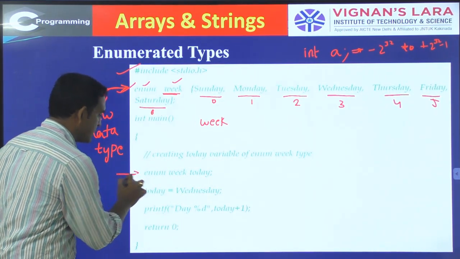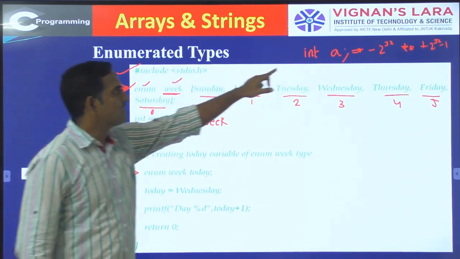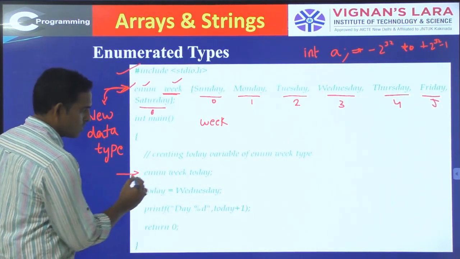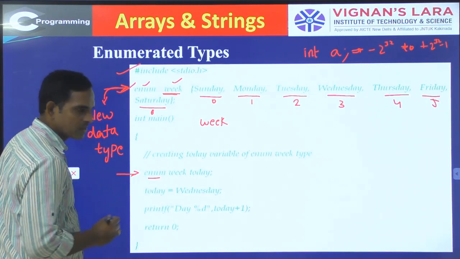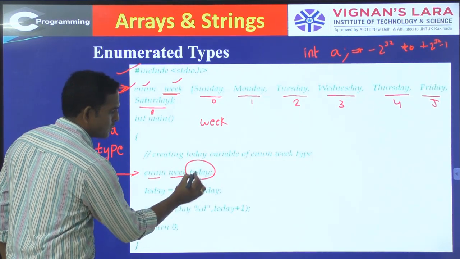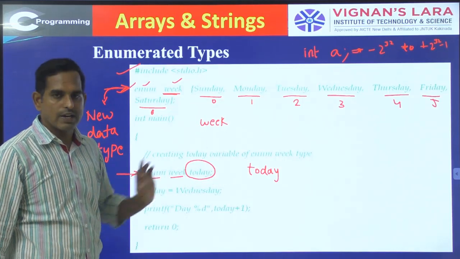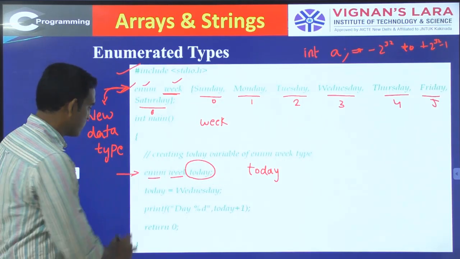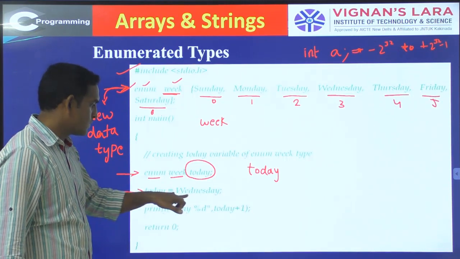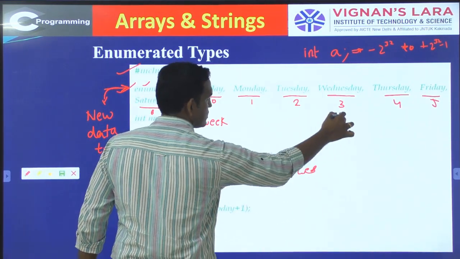Now after the declaration, inside the main, I can create a variable for your enumeration. Just like a, here you can create an enumeration variable. So how to create an enumeration variable? enum, then the name of your enumeration, then the variable name today. Today is the variable name. Next, I am assigning the value: today is equal to Wednesday.